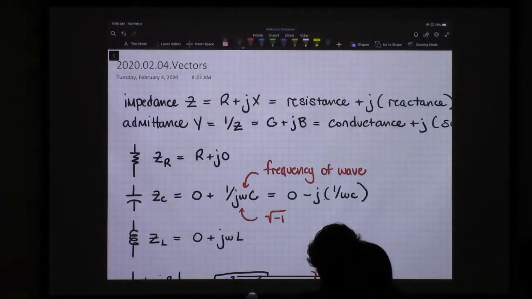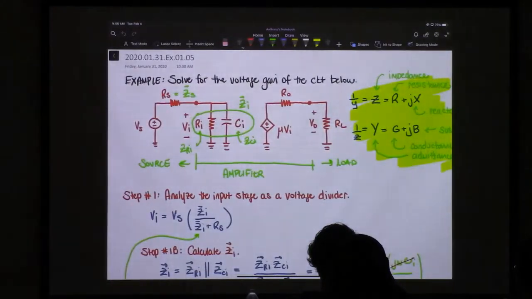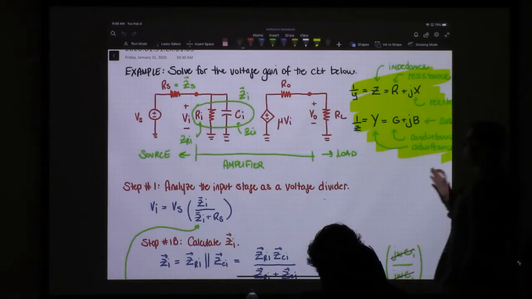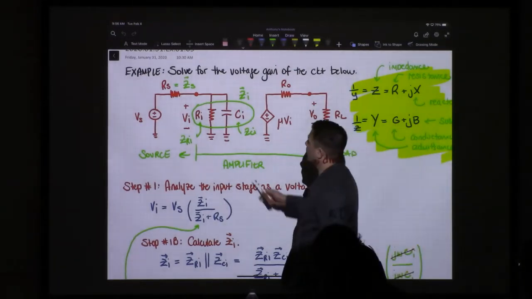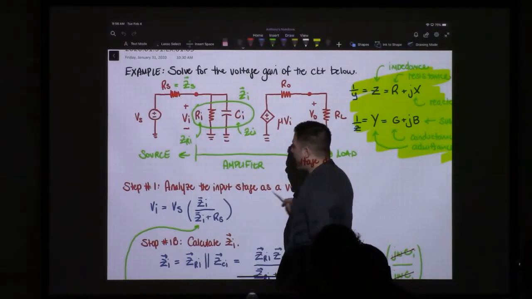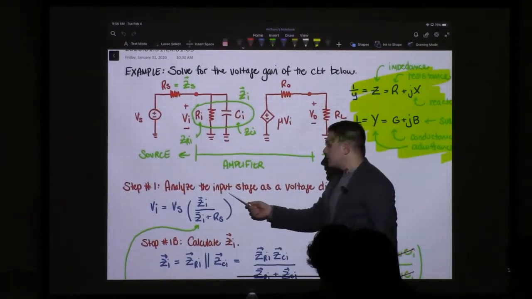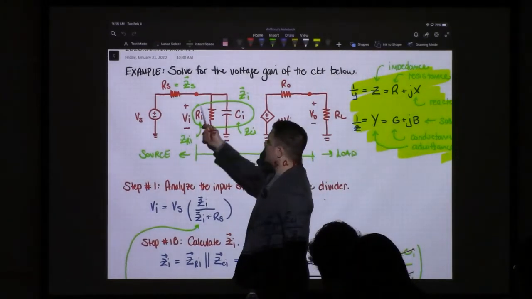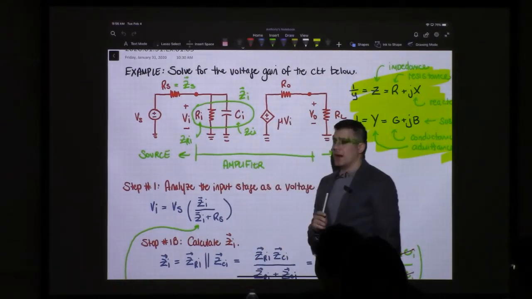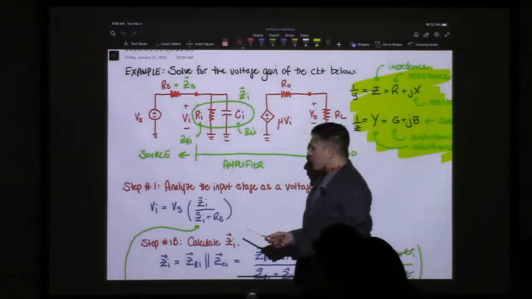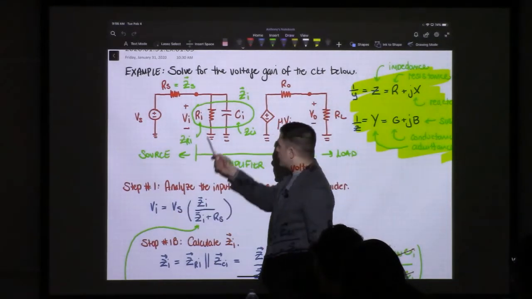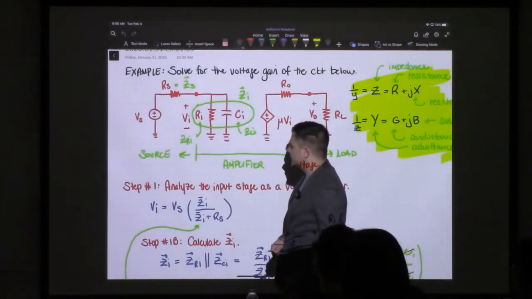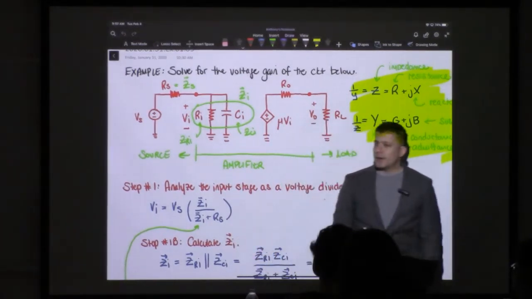Okay, so now jumping back into the homework problem, or the example actually. We have this circuit here. We want to find the transfer function for this circuit. We got about halfway through the problem. We want to analyze the input stage as a voltage divider. I'm going to take these two elements right here and represent them as Zi. And so with that, the input voltage will be equal to the source voltage times Zi over Zi plus Rs. Next step, figure out what Zi is.